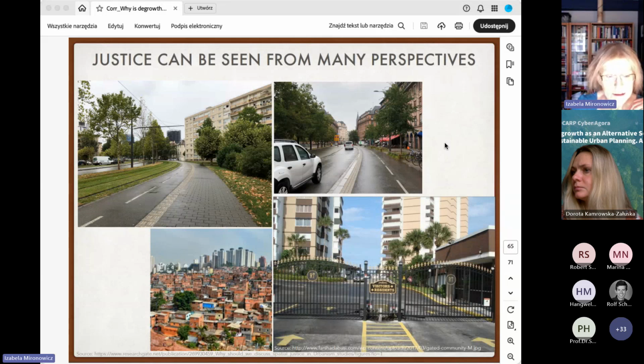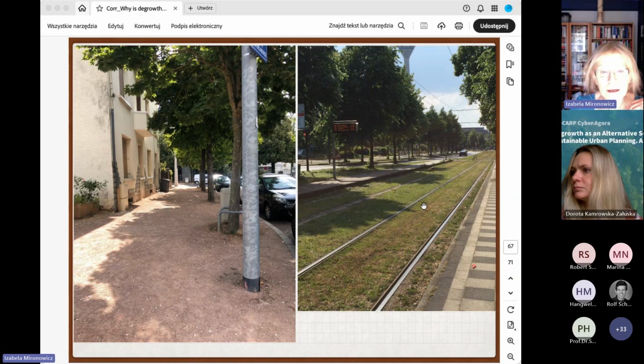Can't change the slide, sorry. Okay, now it's more.